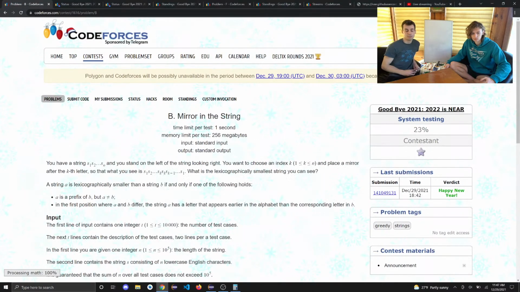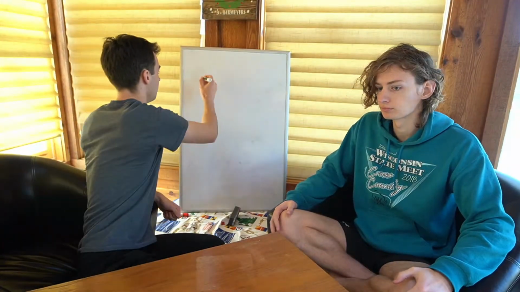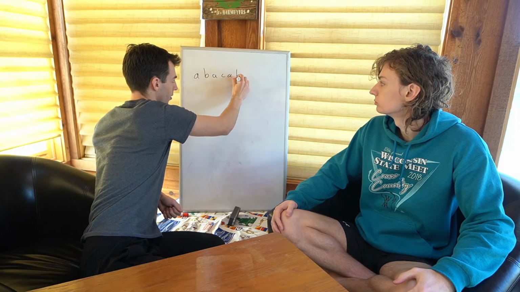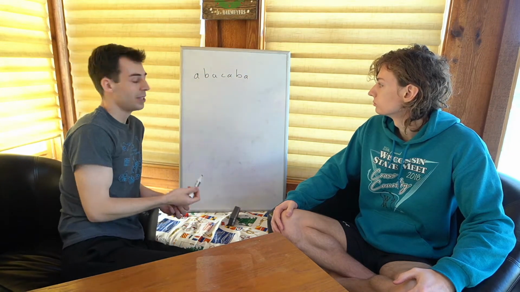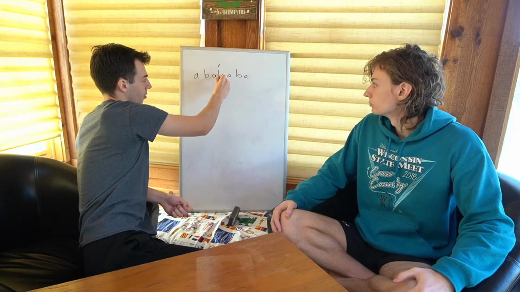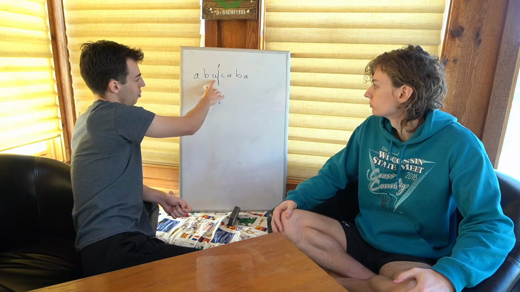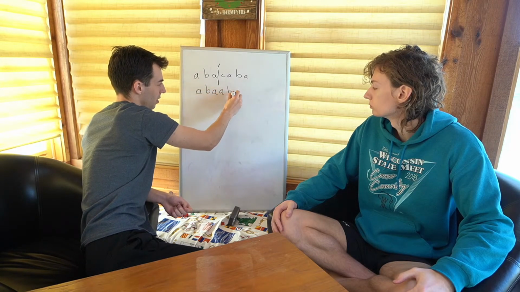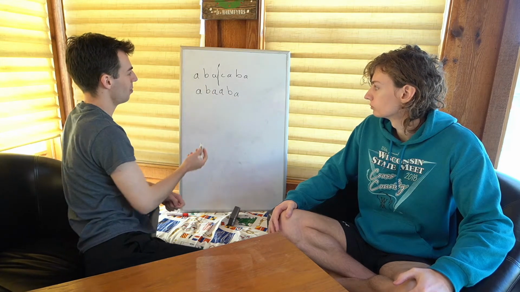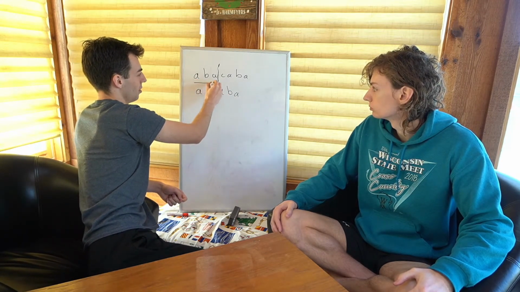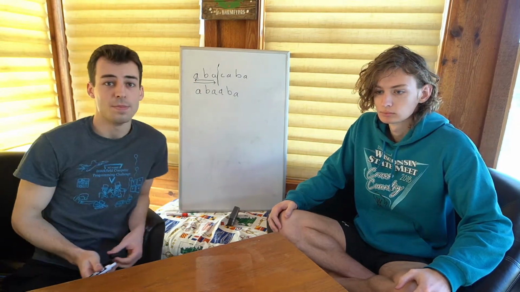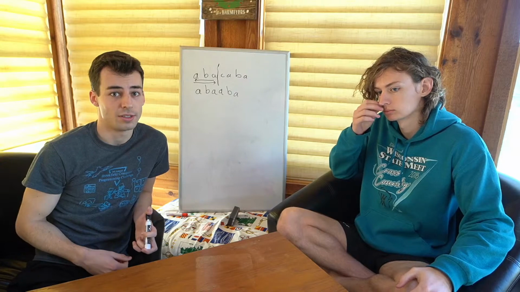So for mirror the string, you've got some string, and let's say it's abacaba, classic. You're going to place a mirror somewhere in the string, so maybe you place it here. Then what you'll have is the first part of the string mirrored, so you'll have A, B, A, B, A. This is a palindrome, so maybe it's not too useful, but that is what you see. You want this to be lexicographically minimal for any choice of where you place the mirror.